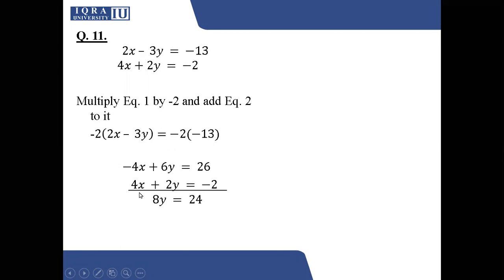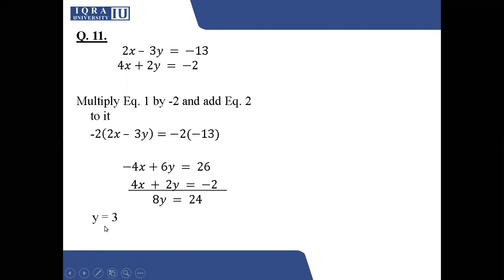And I'll add this. -4x plus 4x will give me 0x. I have successfully eliminated the variable x. 6y plus 2y will give me 8y, and this 26 minus 2 will give me 24. Resultantly, I can calculate the value of y. 8y equals 24, divide both sides by the number 8, and I get y equals 3.